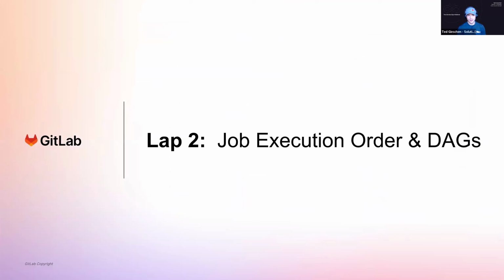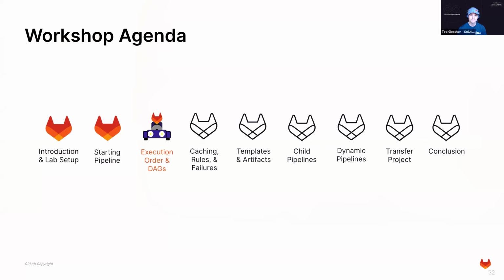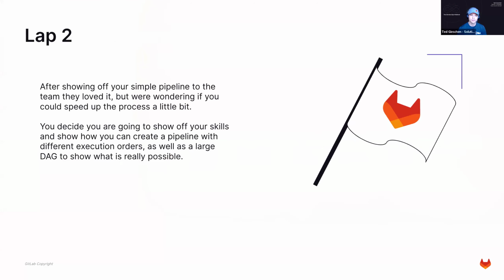So let's go ahead and jump into the second section here, where we talk about job execution order and directed acyclic graphs. Just to recap, we got our simple pipeline set up and everyone loves it. We were, however, asked if we could somehow speed things up a bit. To address this, we'll create a pipeline with different execution orders, as well as large directed acyclic graphs.